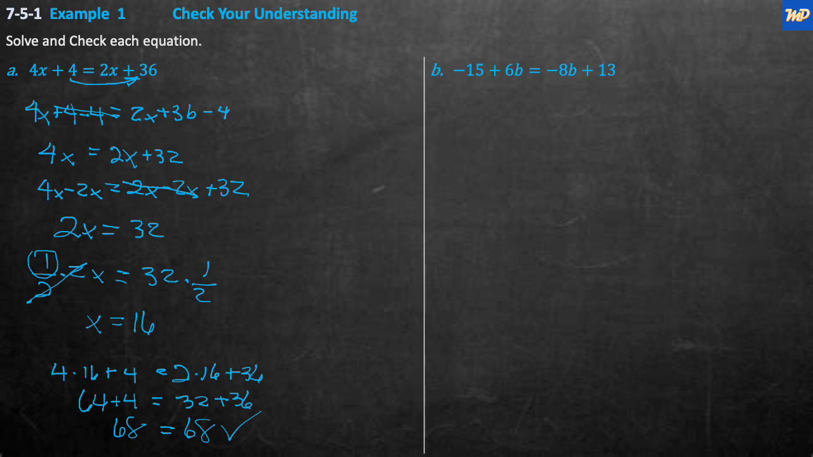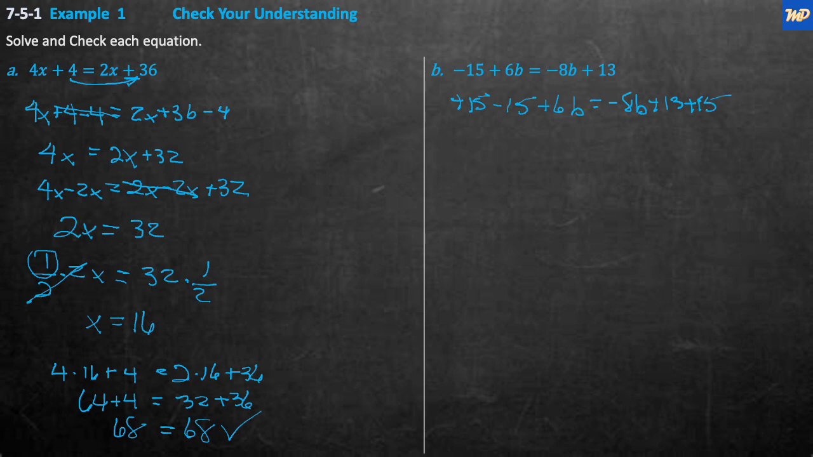So we have minus 15 plus 6b, and then we have minus 8b plus 13. And as usual, we're going to move the constants around and the variables around to get the variables on the left side, and I'll put the constants on the right side. So the first thing we're going to do is start by moving the constants. So I'm going to add 15: minus 15 plus 6b is equal to minus 8b plus 13 and plus 15.